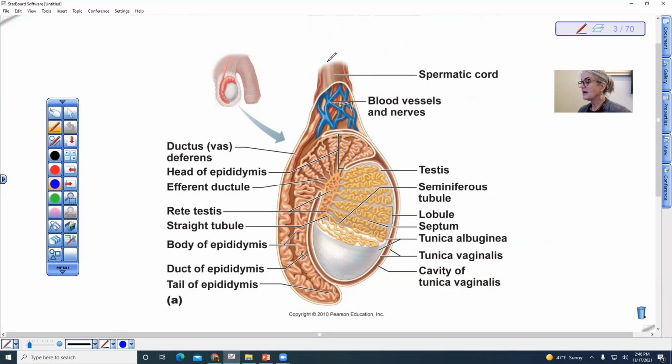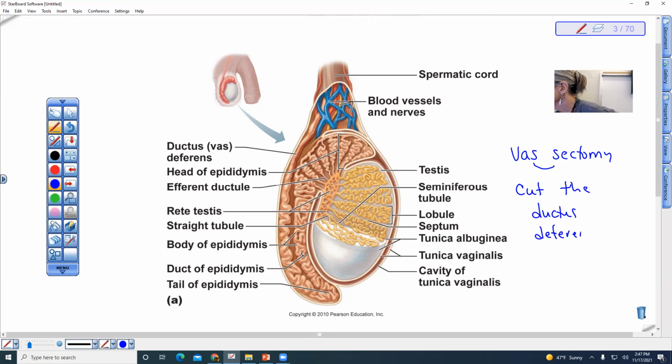So when people get a vasectomy, that is a cutting of the vas, or the ductus deferens. You cut the ductus deferens, but all of the other structures remain in place. The sperm just essentially get reabsorbed because the ductus deferens is cut, and there's no way that the sperm could then travel up into the body cavity to pick up nutrients and then out through the penis.